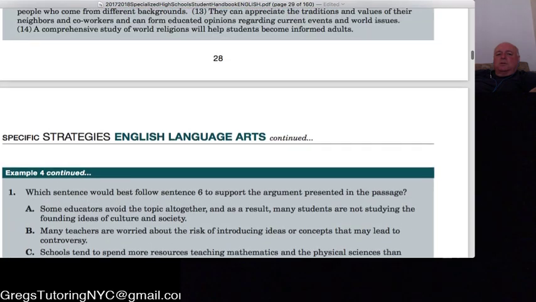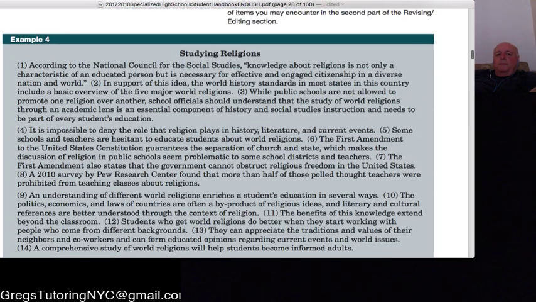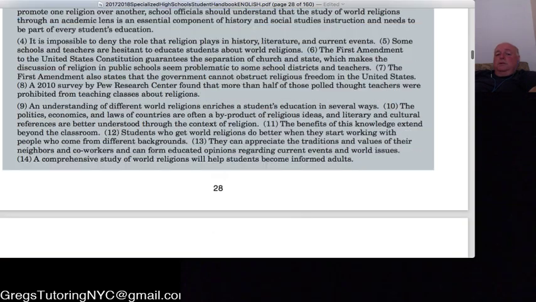So let's go to sentence 2. Okay, in sentence 2, it says, according to the whatever, knowledge about religions is a characteristic of an educated person, and whatever. And then 2 says, in support of this idea. And sentence 1 is a main thing about what the passage is about. So 2 shouldn't be deleted. And if it says in support of the idea, the sky is blue, then that's ridiculous. But that's not what it says. Okay? It's actually literally supporting what 1 says. So 2 is good. 2 is good.